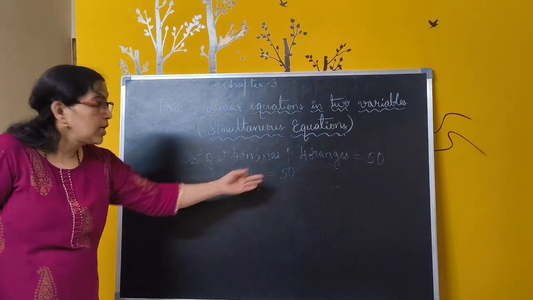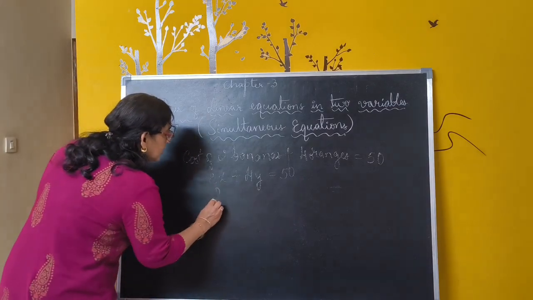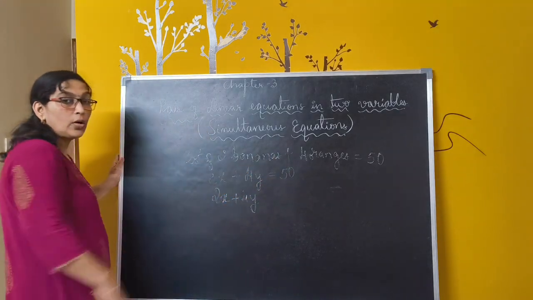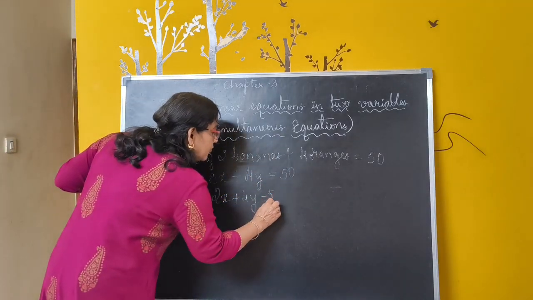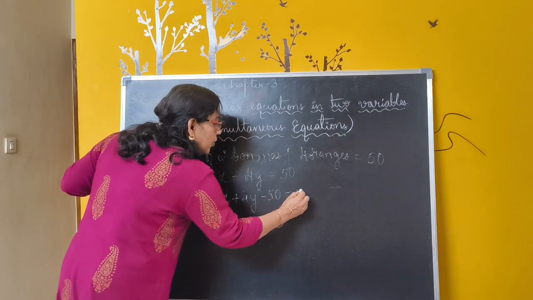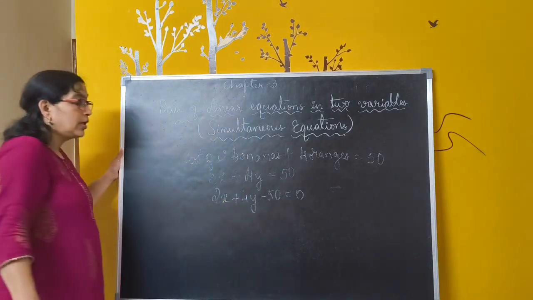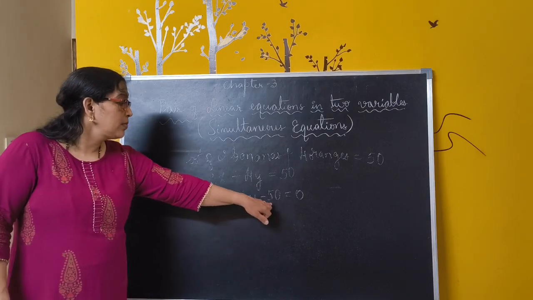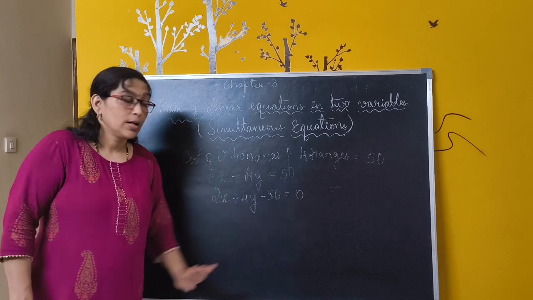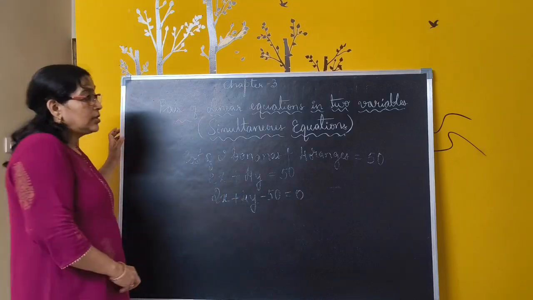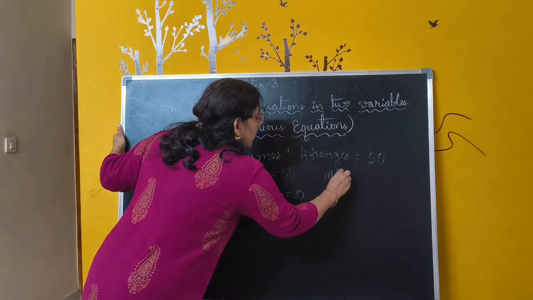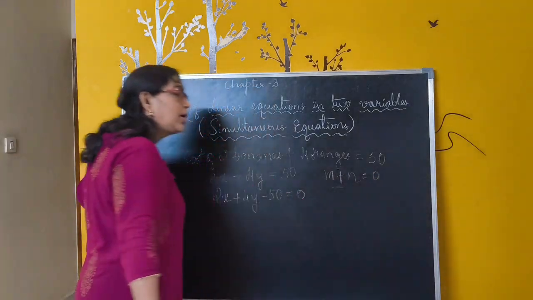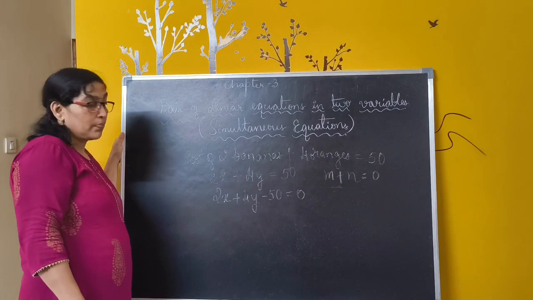I can write the same equation in another form, that as 2x plus 4y. If I transpose 50 to LHS, I will get minus 50 is equal to 0. This is standard form of linear equation in two variables. So 2x plus 4y minus 50 is equal to 0. Let me take one more example. Yes, let us take m plus n is equal to 0. Yes, this is also a linear equation in two variables.